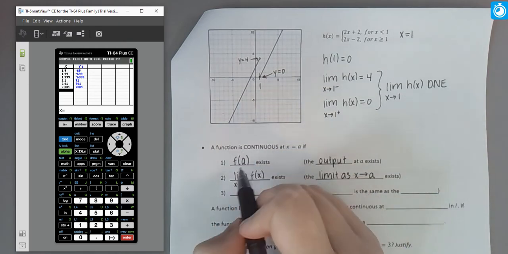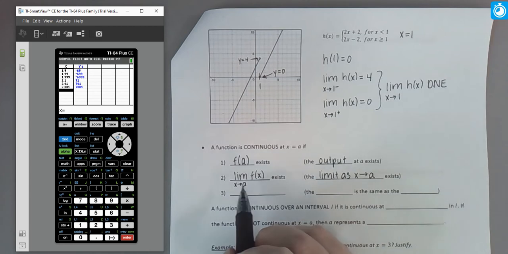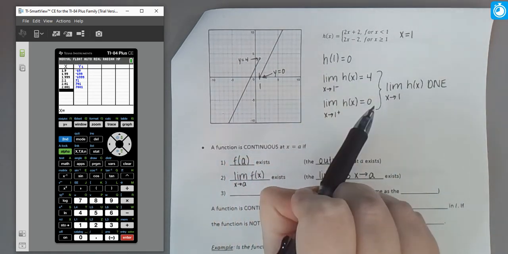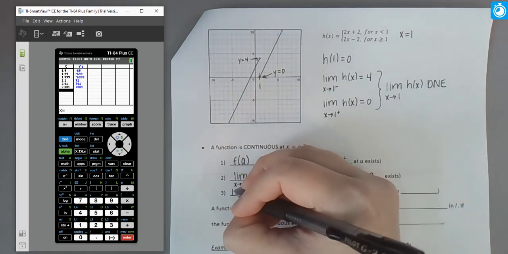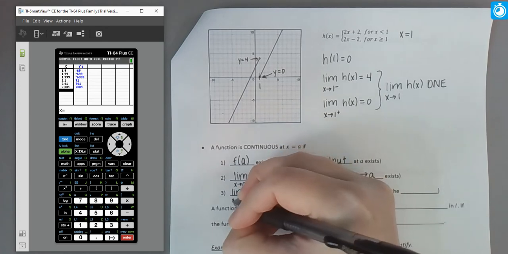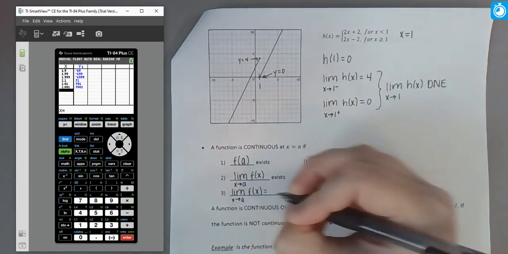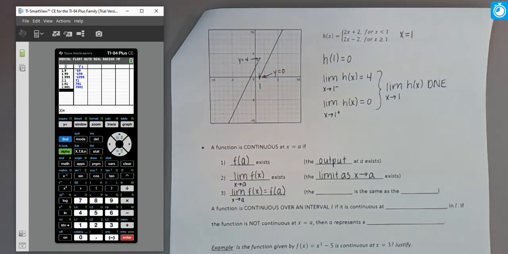So not only does the function value exist, it's defined for that particular value of x, the limit exists, which means we approach the same value from the left and the right. Those have to represent the same value. So whatever f of a is, whatever the limit is, both existing, they also have to be the same. So we also need that the limit as x approaches a of f of x also needs to be the same as whatever f of a is.